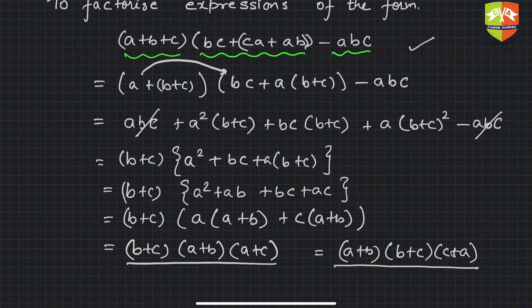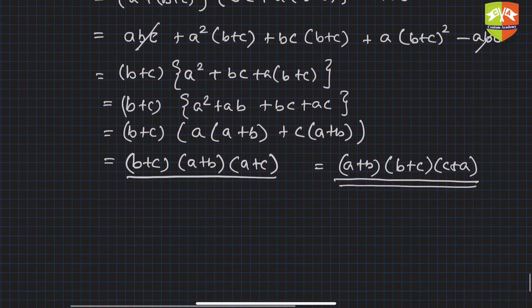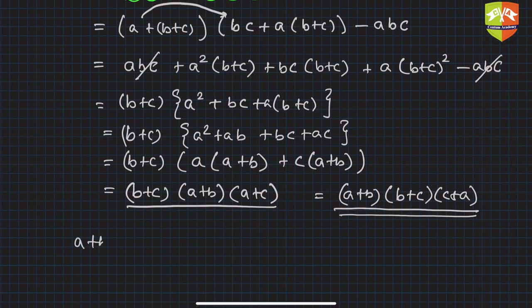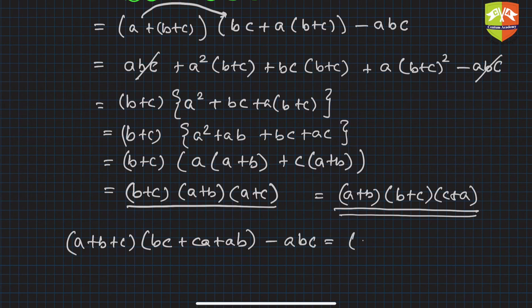So whenever (a + b + c)(bc + ca + ab) - abc is given, then you can factorize it like that. Now two corollaries can also be discussed here. We have now established (a + b + c)(bc + ca + ab) - abc is equal to (a + b)(b + c)(c + a), correct?